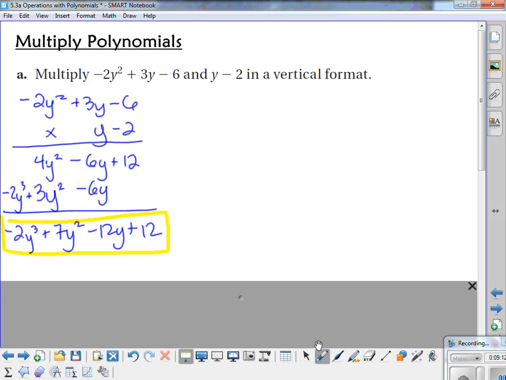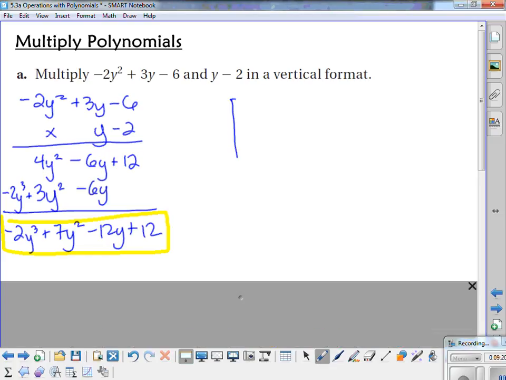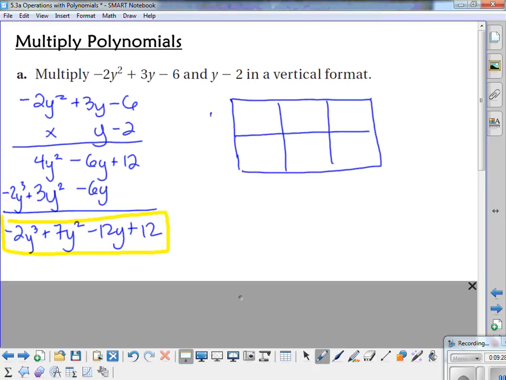Okay. The other way you can do it is with a box. Some people like using the box to multiply just to keep themselves organized. It's up to you. Again, I don't mind which way you choose to do it. It's whatever works best for you. So I would put my y and my minus 2 on this side, and then my negative 2y squared plus 3y minus 6 across the top.